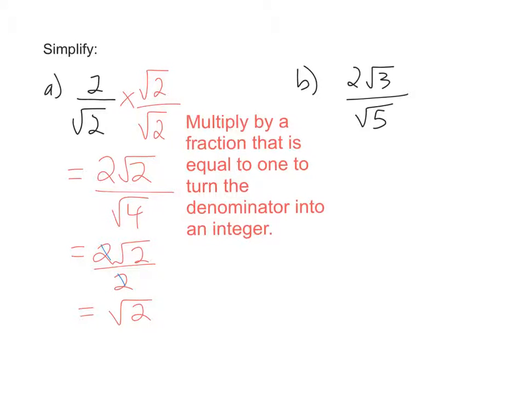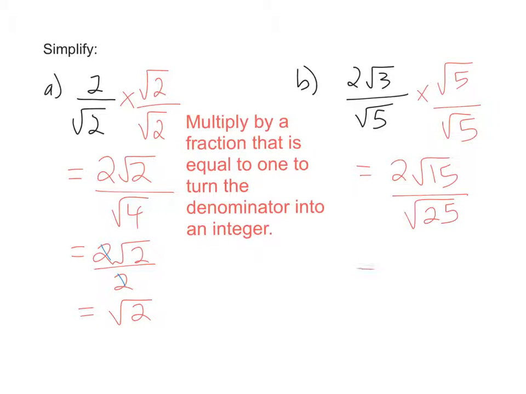So for the second one here, we're going to multiply by root 5 over root 5. And that becomes 2 root 15 over root 25, or 2 root 15 over 5. The 2 and 5 don't have a common factor, so I can't simplify that further. The 15 doesn't have a perfect square factor, so that's actually done.